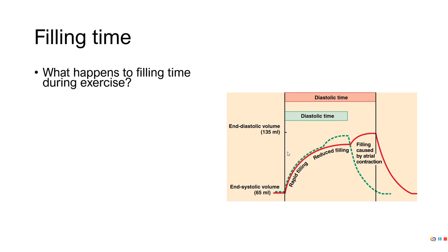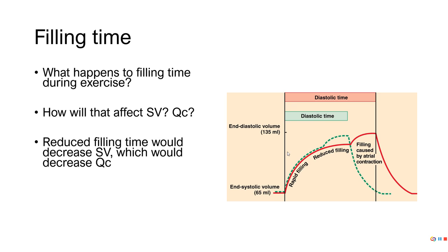What happens to filling time during exercise? We know that heart rate goes up. So what's going to happen to filling time? It goes down. How would that affect stroke volume and cardiac output? Well, reduced filling time is going to decrease stroke volume, which would decrease cardiac output. At the very minimum, it would prevent cardiac output from increasing.